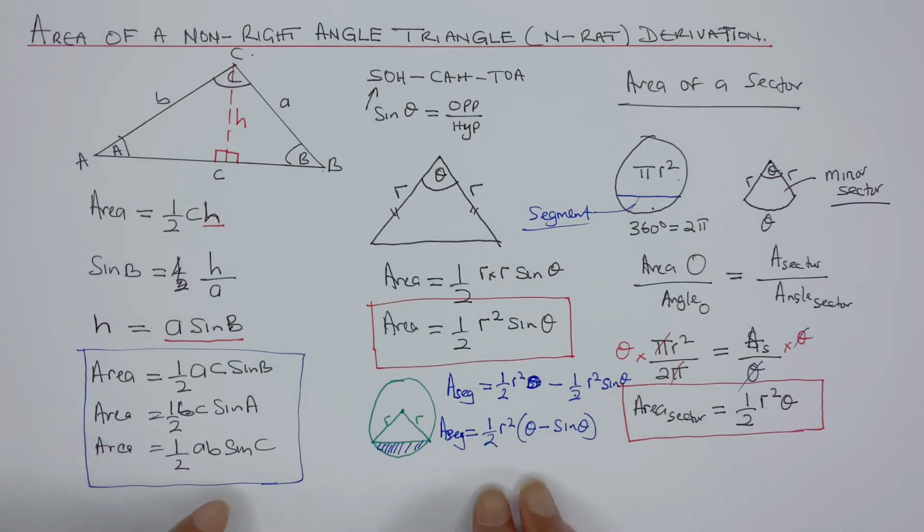And that's one of the uses in that case of working out the area from a triangle, non-right angle triangle, to isosceles triangle, to the sector within a circle and a segment.